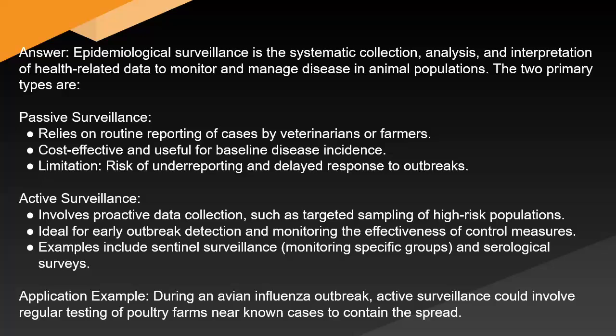Cost-effective and useful for baseline disease incidence. Limitation: risk of underreporting and delayed response to outbreaks. Active surveillance involves proactive data collection such as targeted sampling of high-risk populations, ideal for early outbreak detection and monitoring the effectiveness of control measures. Examples include sentinel surveillance monitoring specific groups and serological surveys.